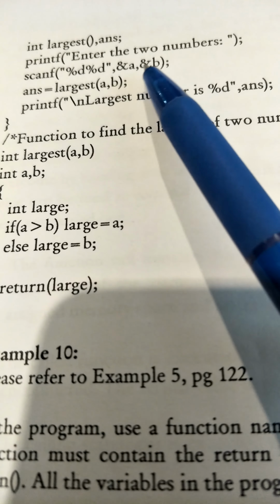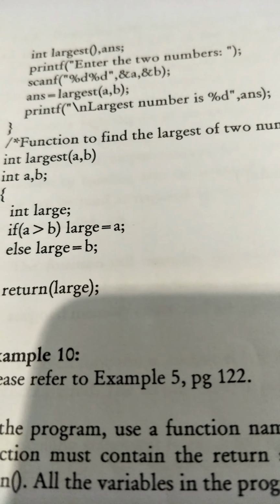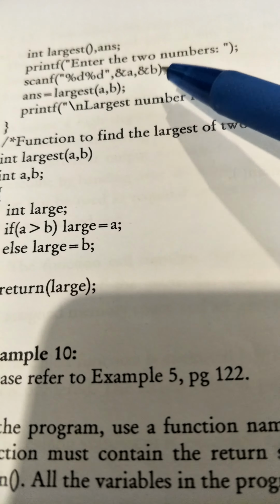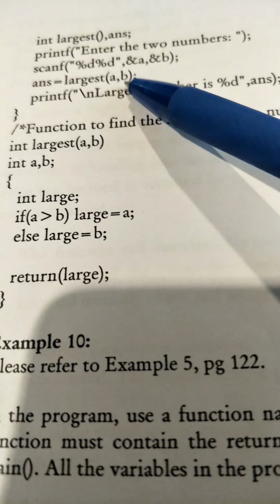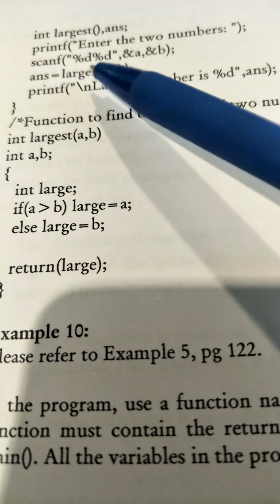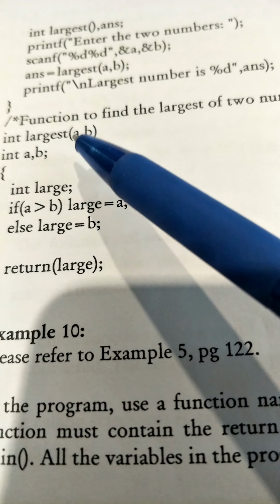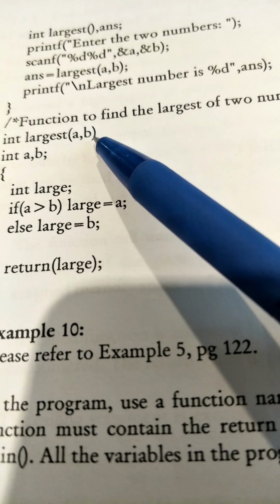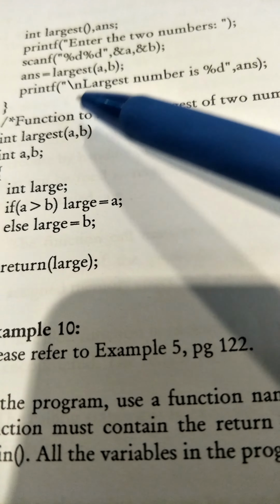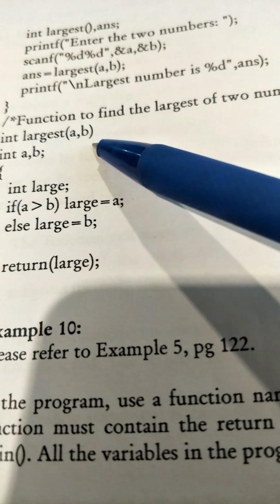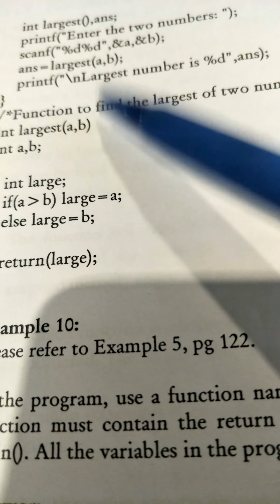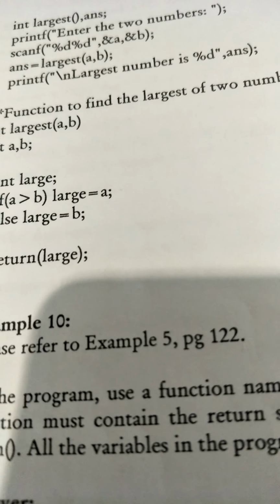So this A, B that we key in through the keyboard will pass into that function. If you call that largest function, A, B are the actual arguments. So this A will be passed into that A, B into that B. Again, for the formal argument, you can use a different name, but it will still pass the same value.